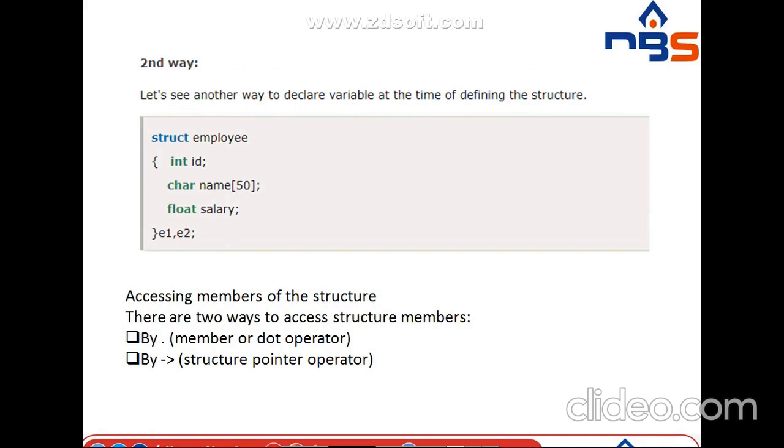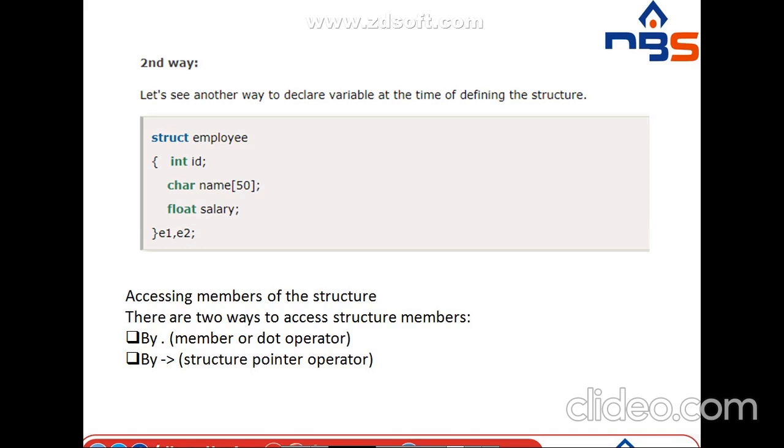Okay, see if you see here e1 e2. Okay, after closing the bracket, before the semicolon ends, I am going to declare the two variables, that is e1 e2. Okay, here within the syntax itself I am going to declare the variables. This is the second way, we can say at the time of defining the structure. Okay, this is the second way of representing the declaration of variables.